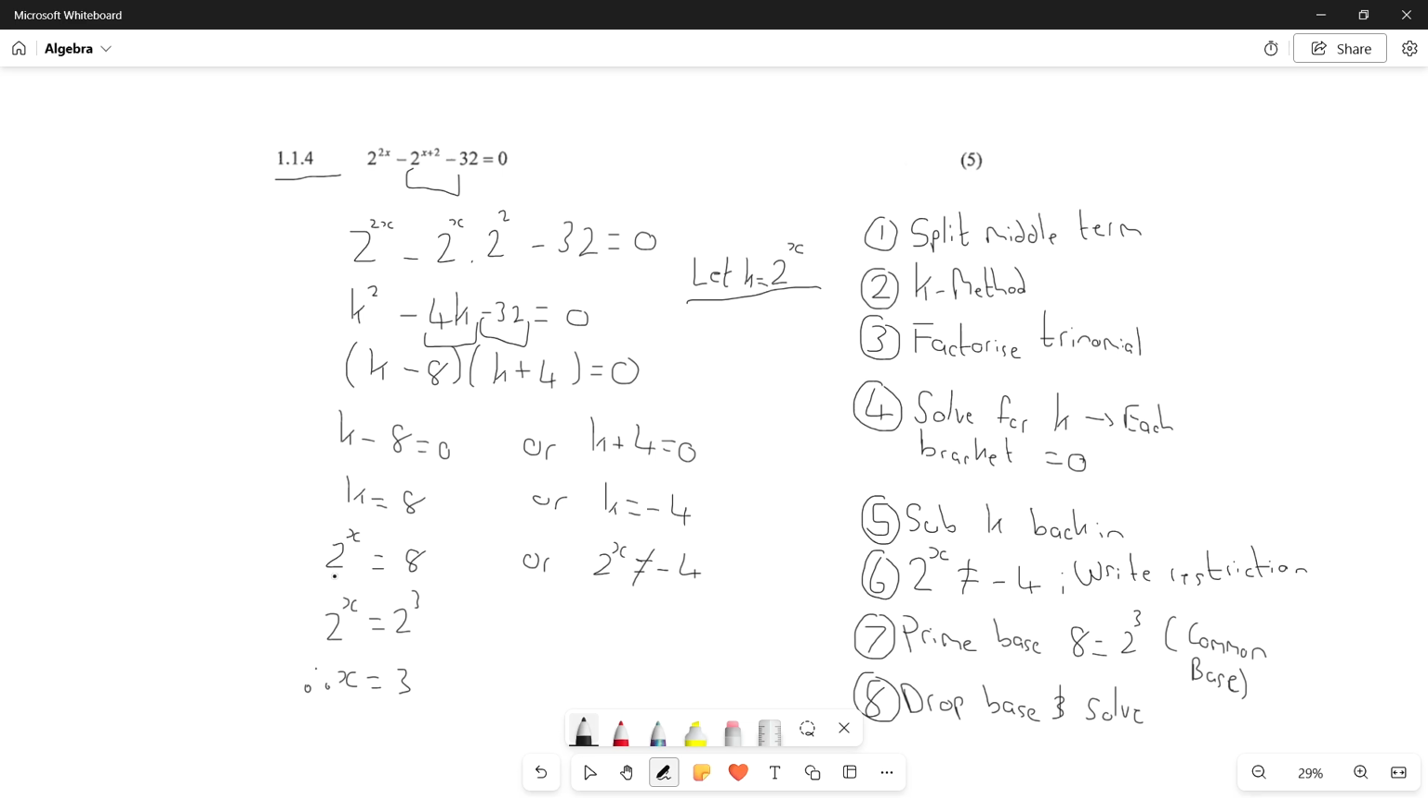But what we can do is 2 to the x equals 8 over here after we plugged our 2 to the x back into the k. And then therefore after we prime base our 8, that gives us 2 to the 3. 2 to the x equals 2 to the 3. Therefore x equals 3, and we can drop our like bases.